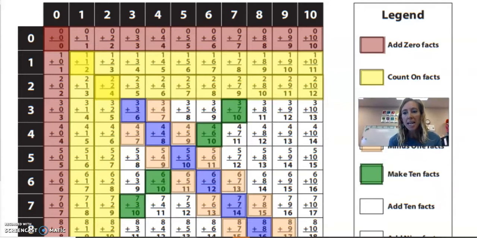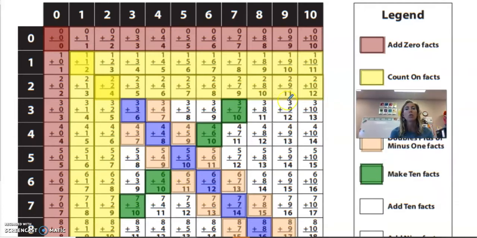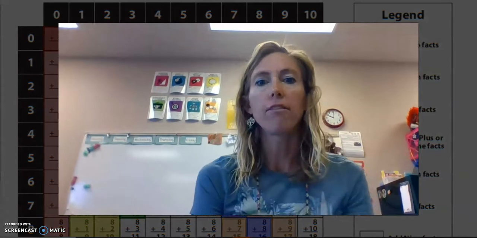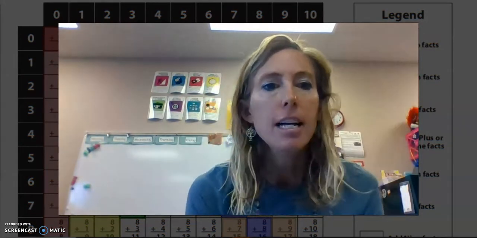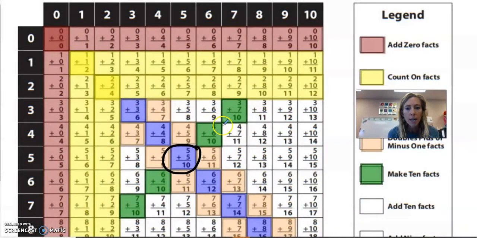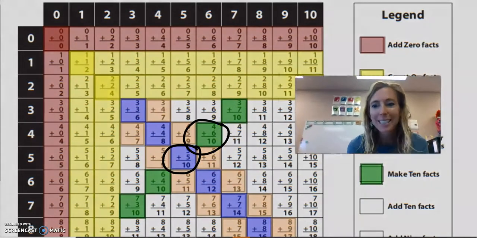These are the Make 10 facts. These are the ones you've been working on since kindergarten. So I'm like, okay, 5 and 5, that gives me 10, right? I have 5 and 5. If I show it on my fingers, 5 and 5, that's my whole hand. That's 10, okay?